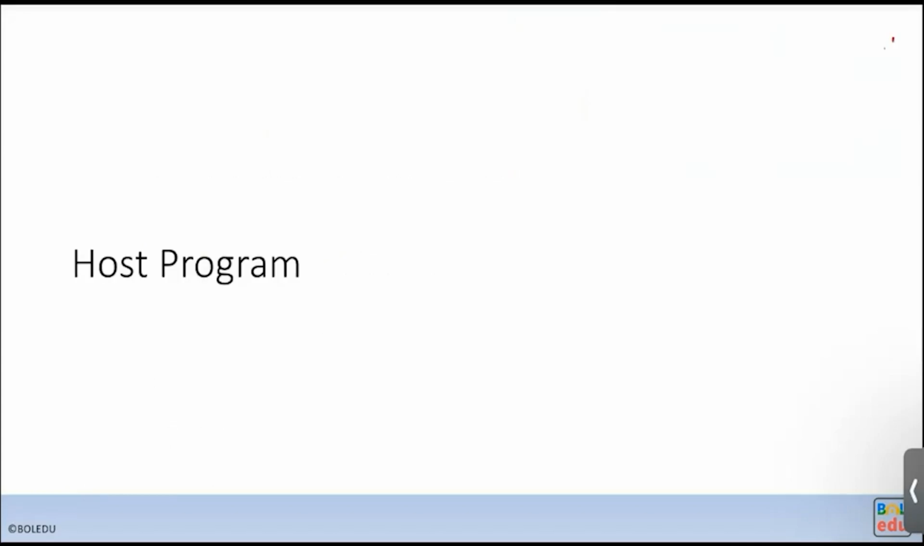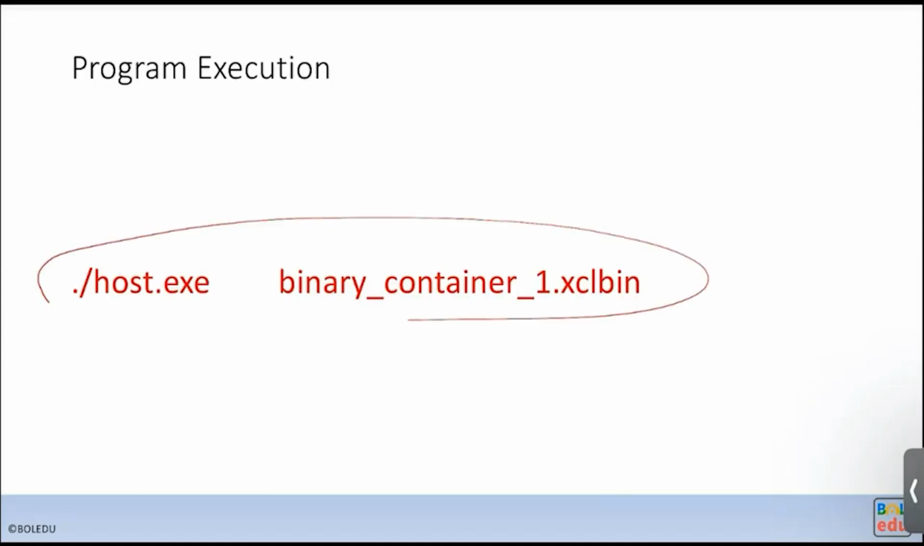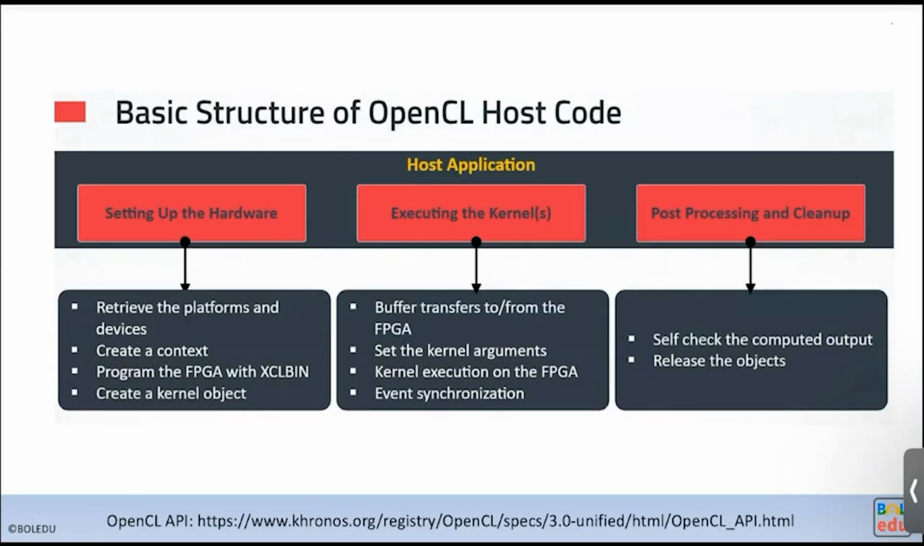The main part is on the host program, to execute them simply like this one. So for OpenCL, the host program has these 3 major steps. First you need to set up the hardware, and then you execute the kernel, and then do the post processing. That's the things that you need to do in each step.